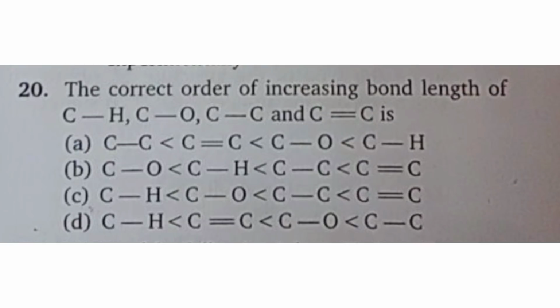Next one: the correct order of increasing bond length of C-H, C-O, C-C and C double bond C is. From this, the right one is option D, that is C-C is greater than C-O, and C-O is greater than C double bond C, which is greater than C-H. So the right one is option D.